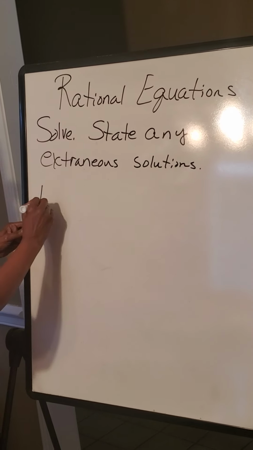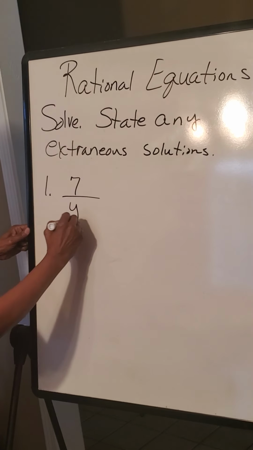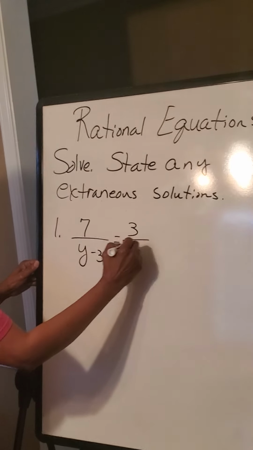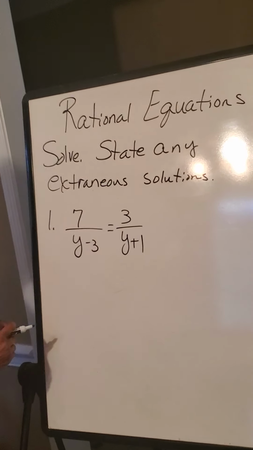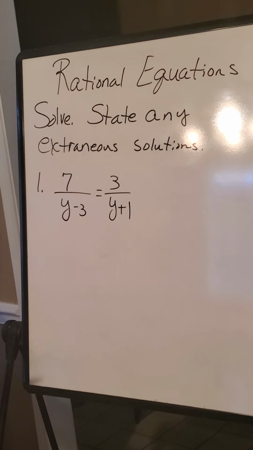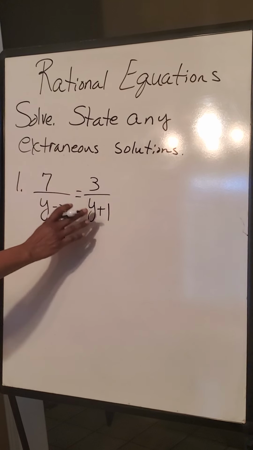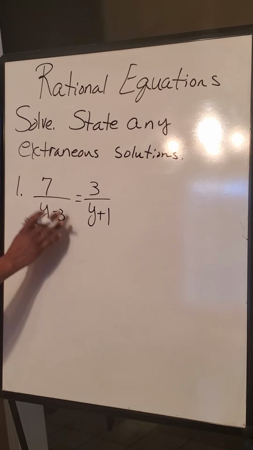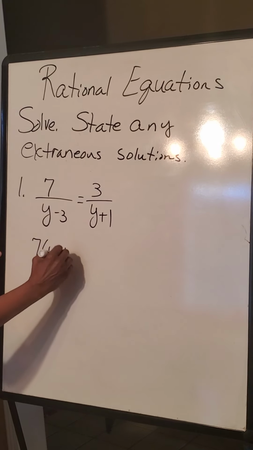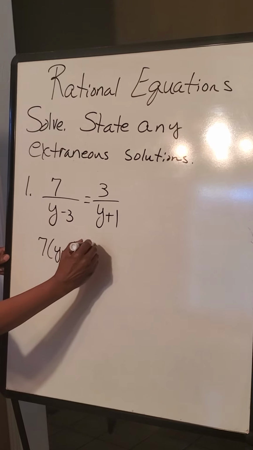So for example number 1, we have 7 over y minus 3 is equal to 3 over y plus 1. Well, this particular equation is set up in the form of what we call a proportion. And if you recall, in order to solve a proportion, we do the cross products. So I'm going to cross multiply, and I'm going to write down exactly what you're going to multiply so you won't mess up. Cross multiply.